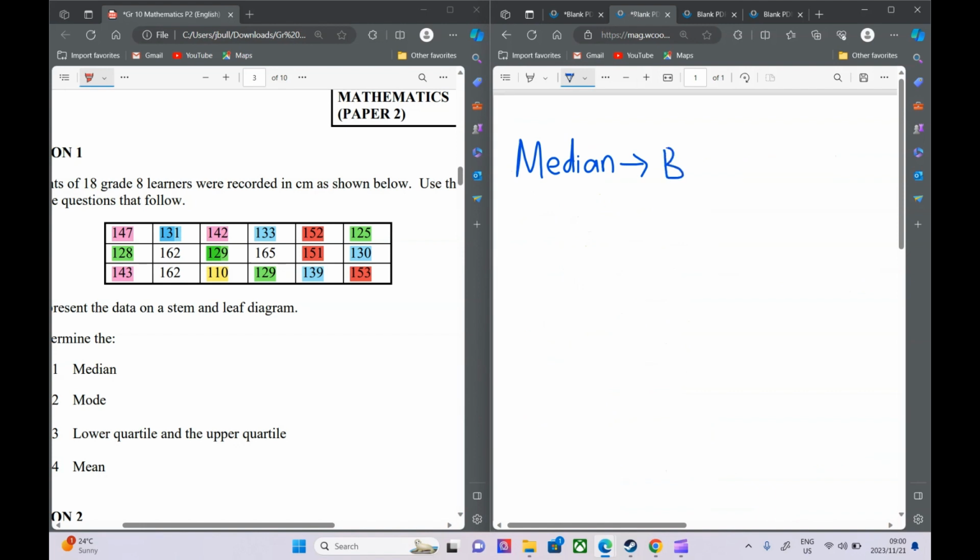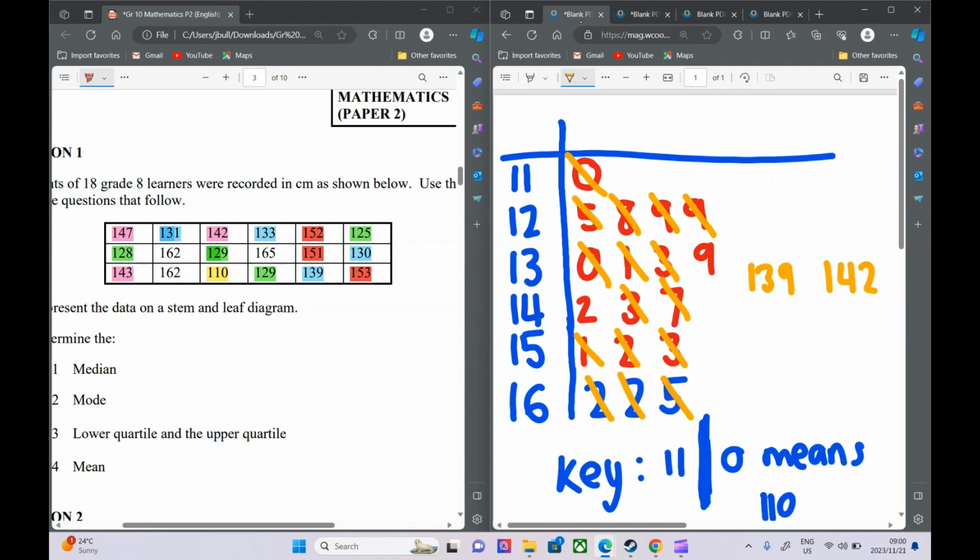Okay, so we can say our median is between 139 and 142. Let's just count and check that. So we want it somewhere between the ninth and the tenth. So 1, 2, 3, 4, 5, 6, 7, 8, 9. 1, 2, 3, 4, 5, 6, 7, 8, 9. Okay, yeah, so it is going to be between those.